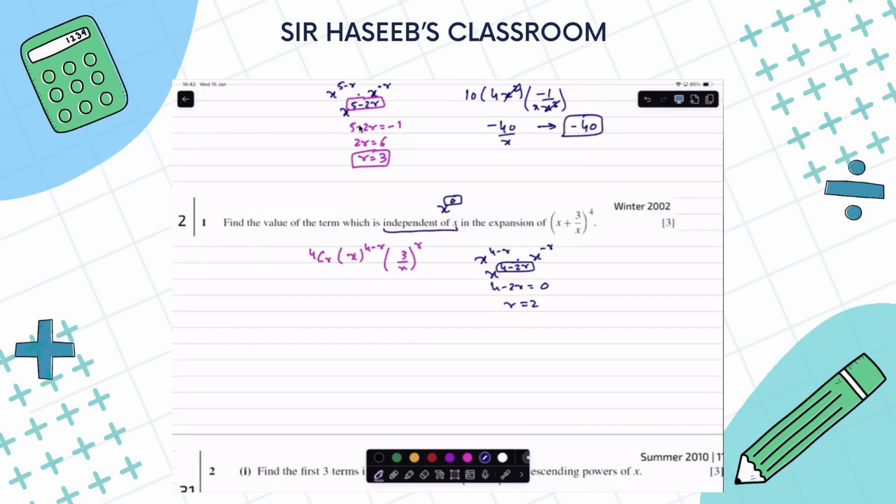When you plug in r as 2, you will get the coefficient of x squared. Now, in this case, it's pretty simple, because if you want to cancel all the x, I need this power to be 2 and this power to be 2 as well. Get it?